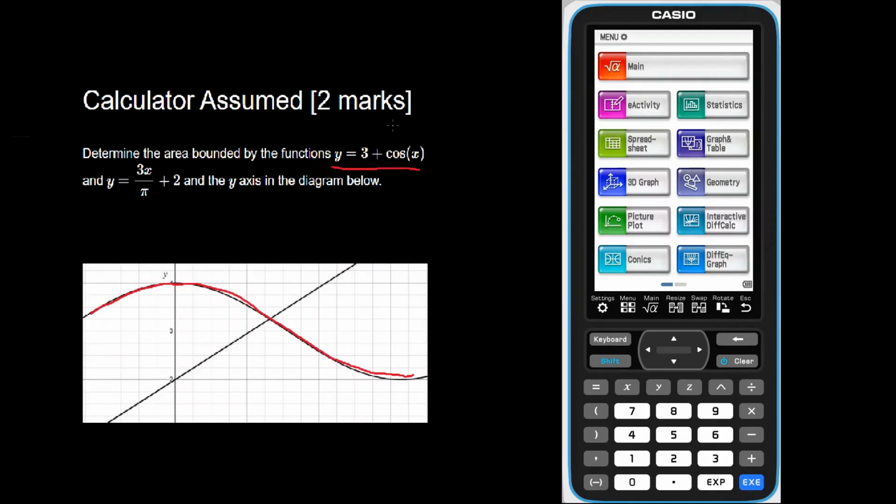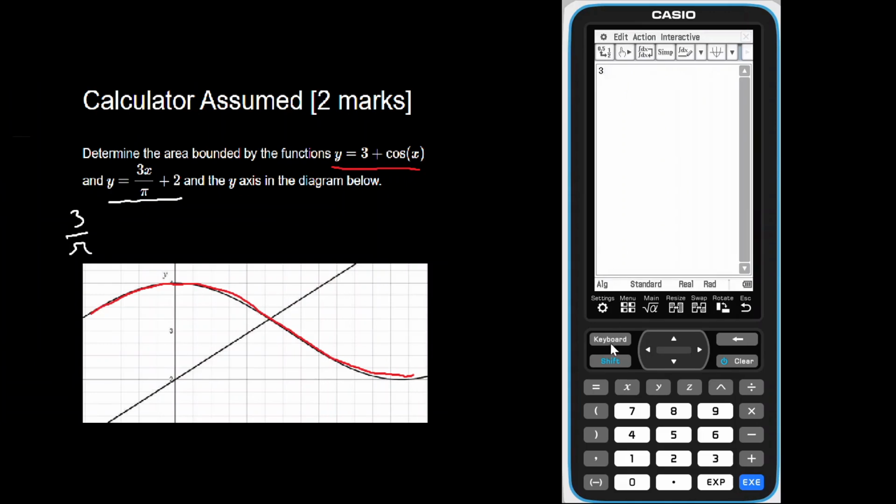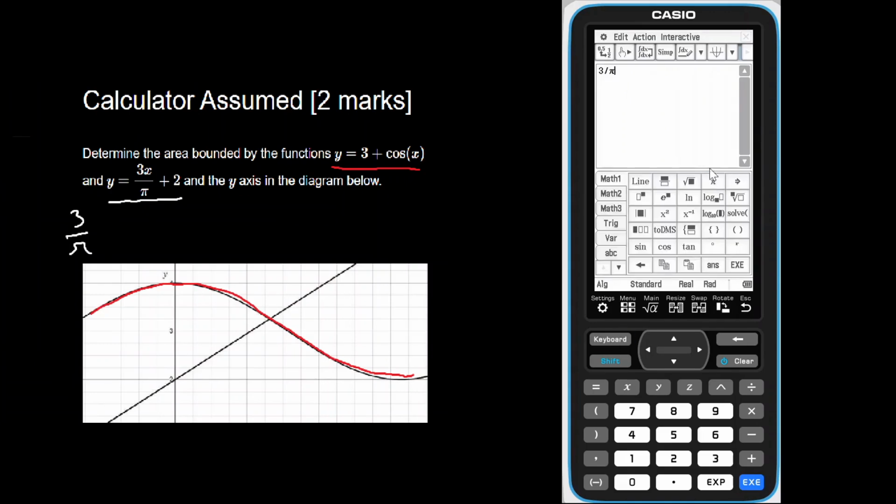We also have another one, which is a straight line. It doesn't look like it because there's a pi in there, but it's just a straight line: 3 divided by pi. If I grab my calculator and change it to decimal, 3 divided by pi is equal to 0.95. So it's like saying y is equal to 0.95x plus 2.